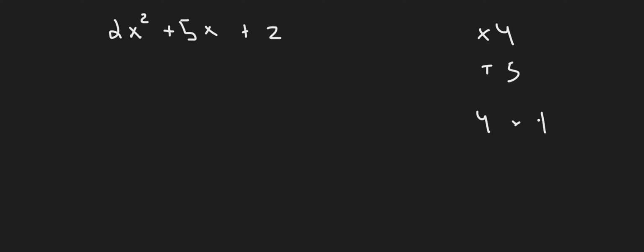Now moving on to some harder questions. We have 2x squared plus 5x plus 2. Now here we multiply the 2 with the 2 like we have been doing in the past. That gives us 4. So now what numbers multiply to 4 but add to 5?